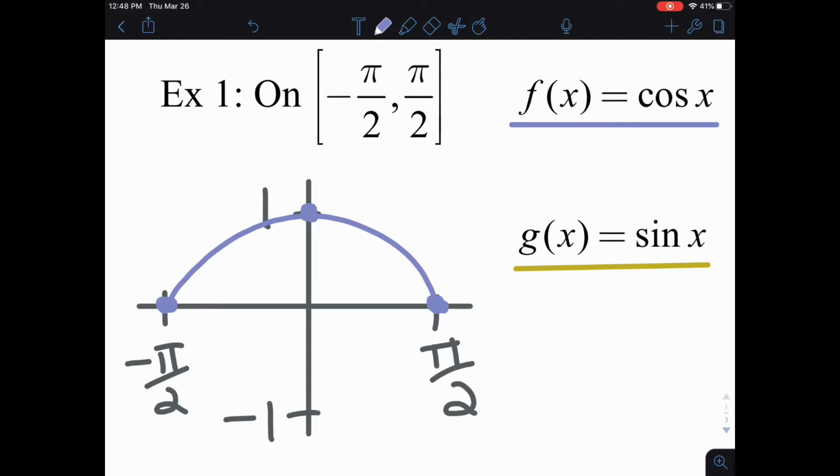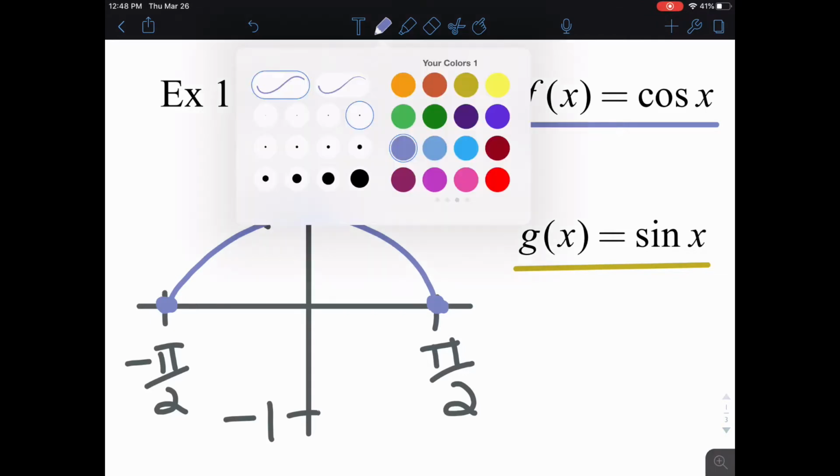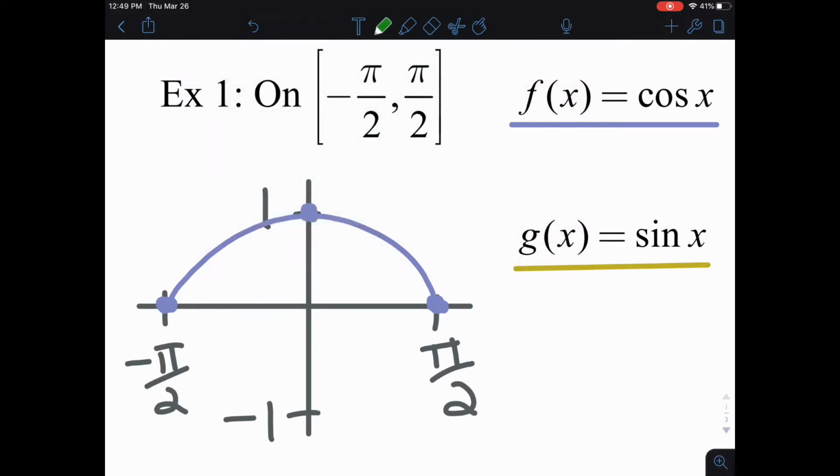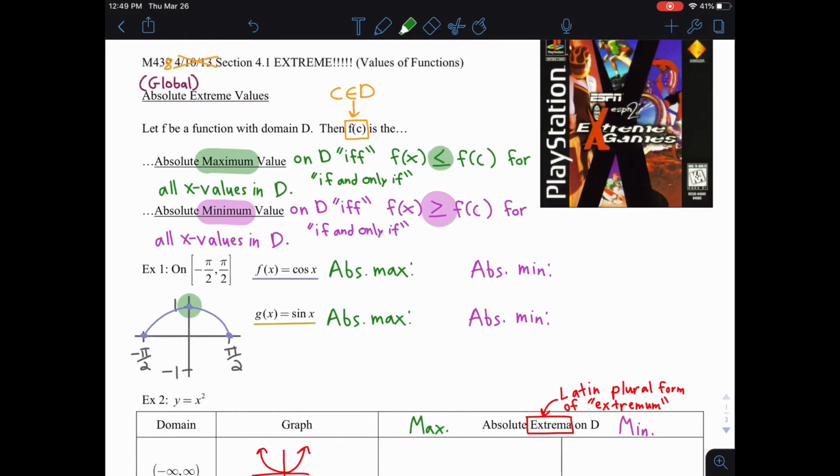Now let's identify the absolute maximum value. Absolute maximum value: what is the biggest output that occurs for this function? The biggest output we can get for cosine, the biggest y value, is going to occur at the top right there, right? That's the biggest output we can get.